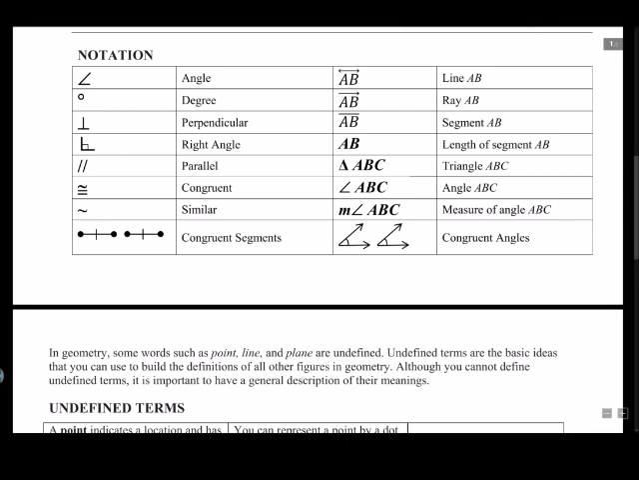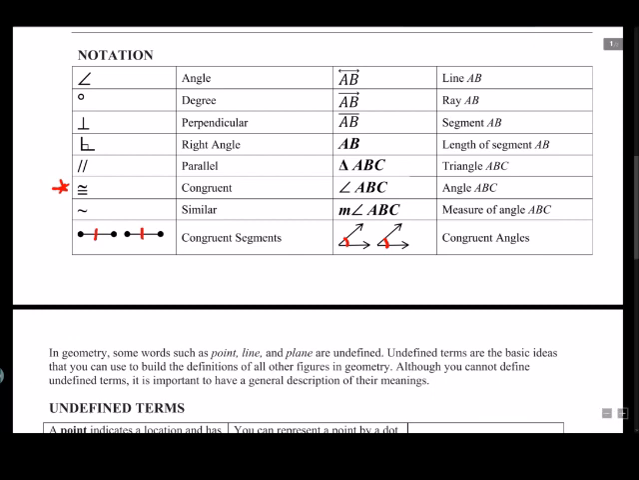So we have things like angle, degree, perpendicular, right angle, parallel. This is a big one here. Congruent. What does congruent mean? Congruent means they are the same thing. Similar. Congruent segments we mark with lines. That tells us they have the same measurement. Congruent angles, over here, I'm moving to the right, are marked with little arcs on them like that. That means they have the same measurement.